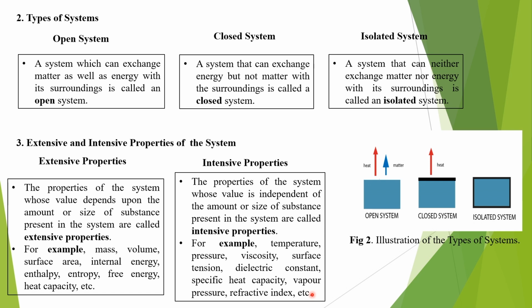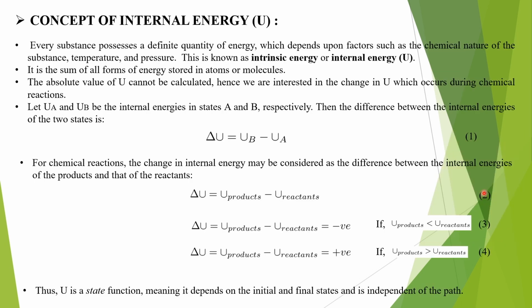As mentioned before, open system means both energy and matter exchange are permissible. In a closed system only energy exchange is permissible. In an isolated system neither matter nor heat exchange is permissible.